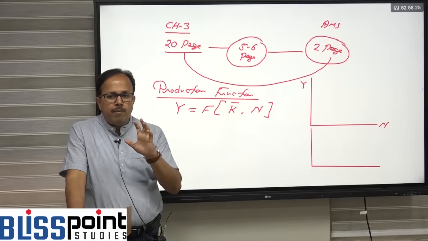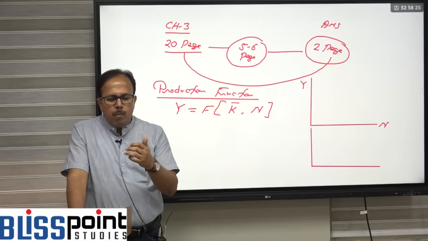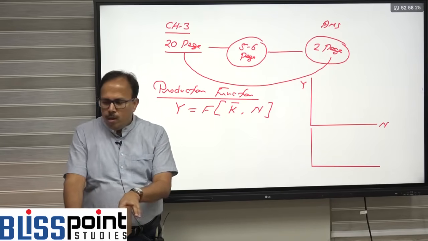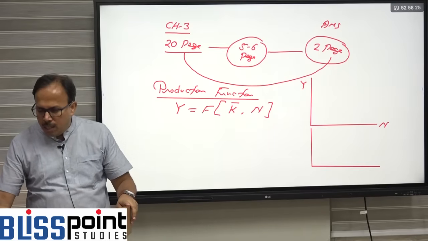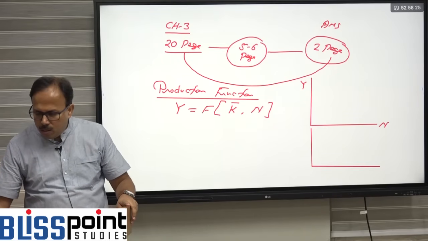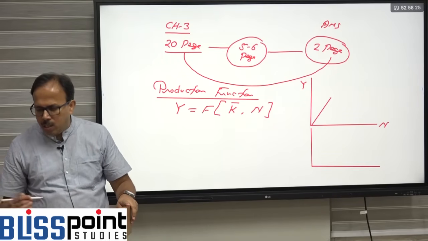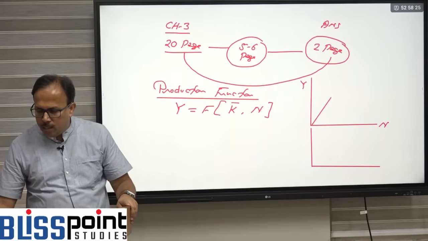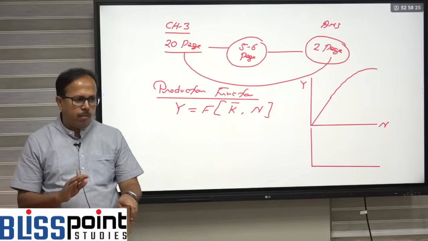But here we are not referring to one firm. One firm may be having increasing return, another firm may be having decreasing return, and the economy may be having constant return also. If there is a constant return, then the line will be straight. So draw up to a point a straight line. And then due to diminishing return, the slope will be declining. Slope declining, not the line.